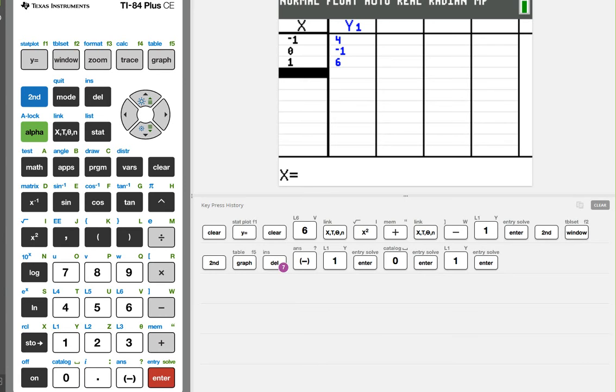And let me just go back and double check that I'm sharing my window.